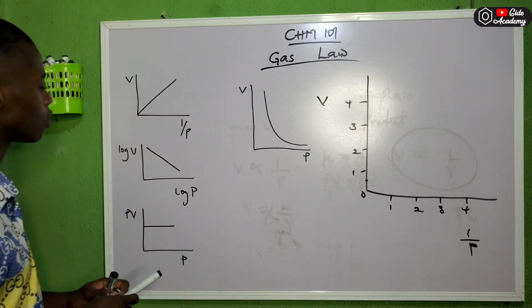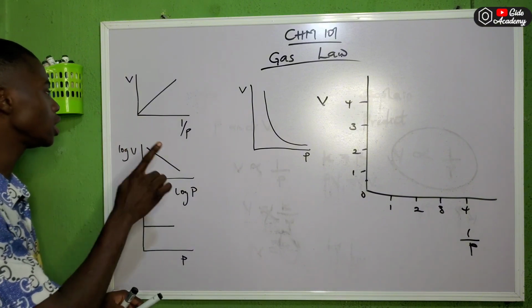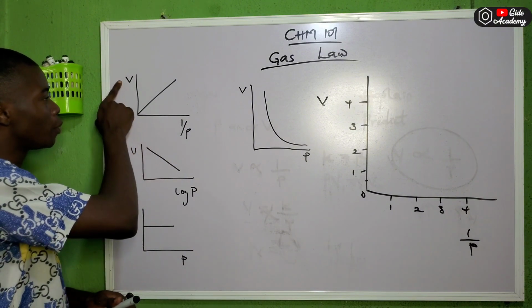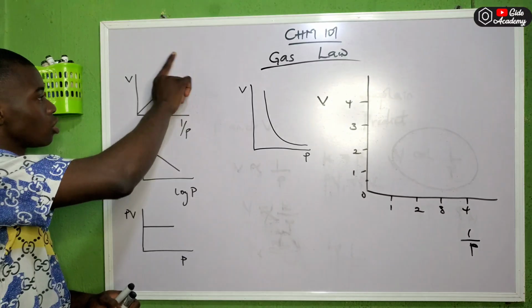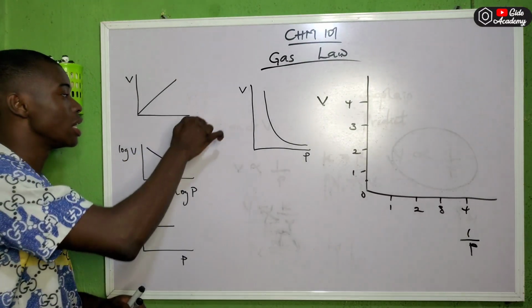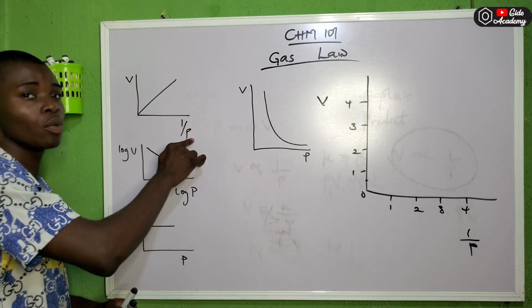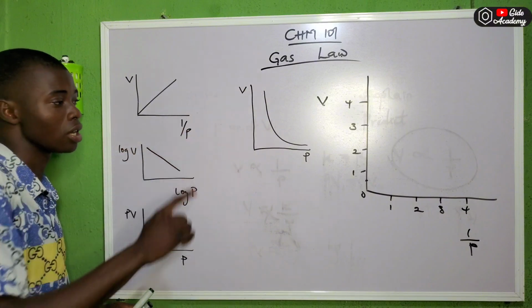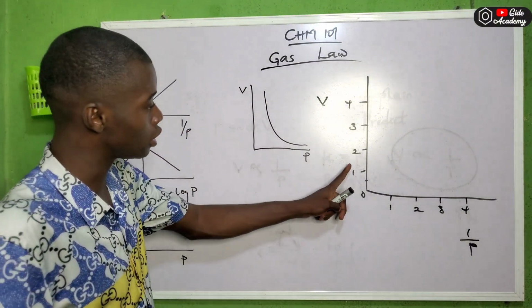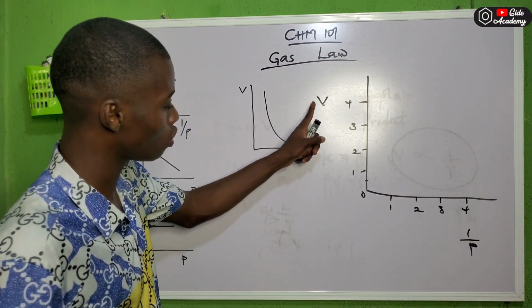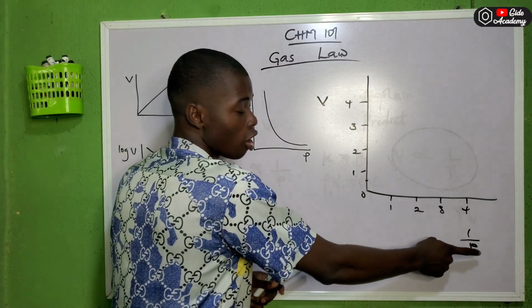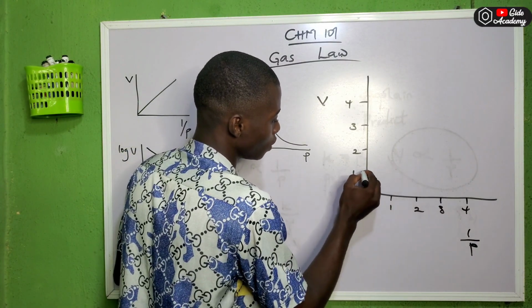For this particular value, it tells you that when V increases, the reciprocal of the pressure will as well do what? Increase. So that's to say, if V is 1, the reciprocal of pressure will be 1. So you have something like this.